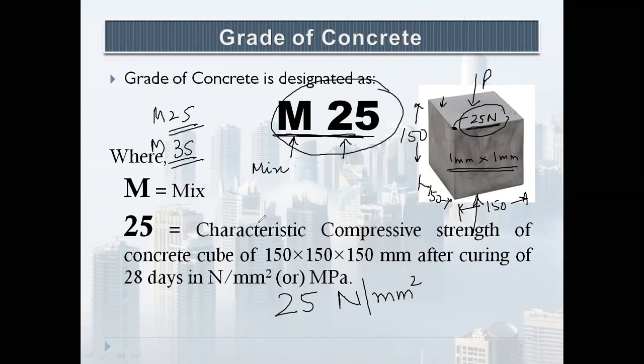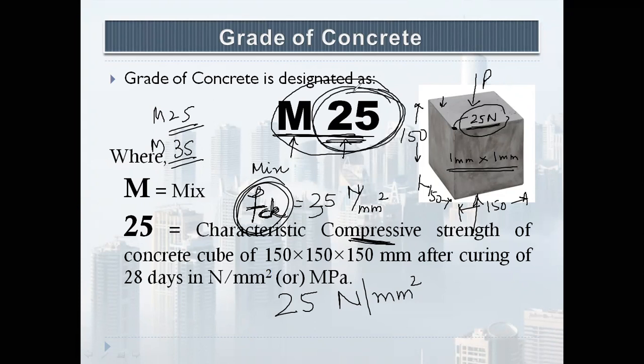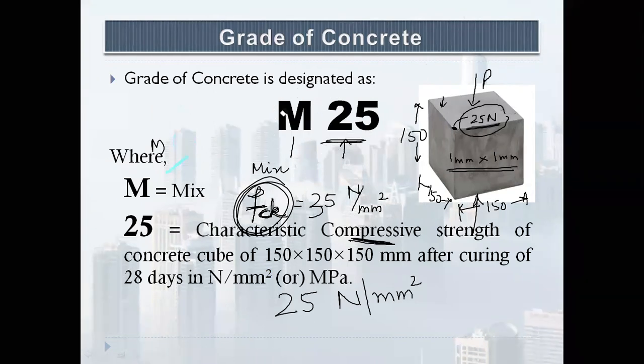This characteristic compressive strength, which I am saying again and again, is denoted by a symbol called FCK. F refers to strength, C refers to characteristic strength of concrete. So how much is it? For M25, it is 25 Newton per square mm. For M35, it is 35 Newton per square mm. It is directly proportional to the number written after the letter M.